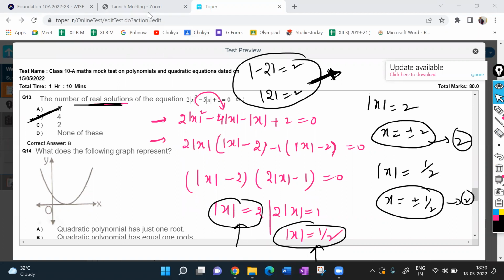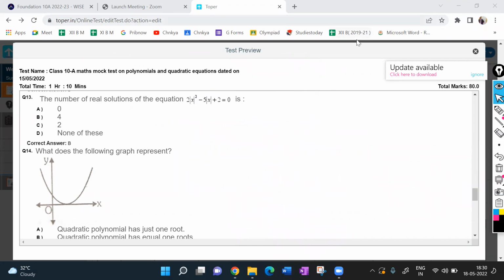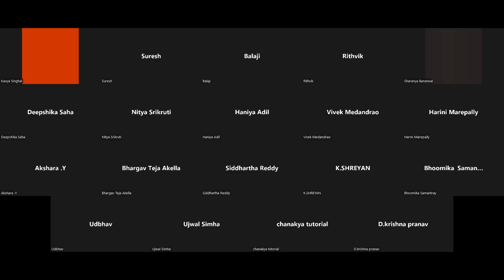Okay. So tell me, 14th question. How many have you got 14th question? I think I didn't get it because I never learned any graphs. Yes, Hania. I didn't get it, sir, because I never studied graphs in our school. And over here also, last term when I joined, there were no graphs and all.